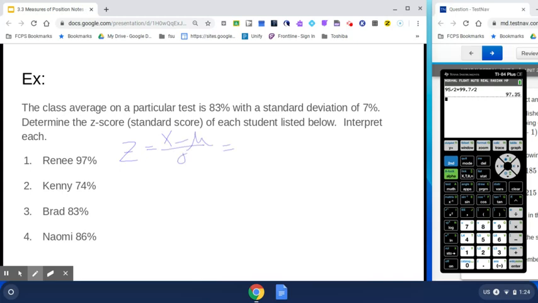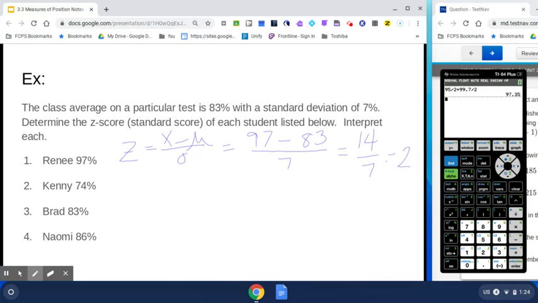Okay, so x is representing her test score, her data value, which is a 97, minus the mean, which is 83, and divided by the standard deviation, which is 7. So if we subtract 97 minus 83, we get a difference of 14. Divide that by 7, we get a z-score of 2.